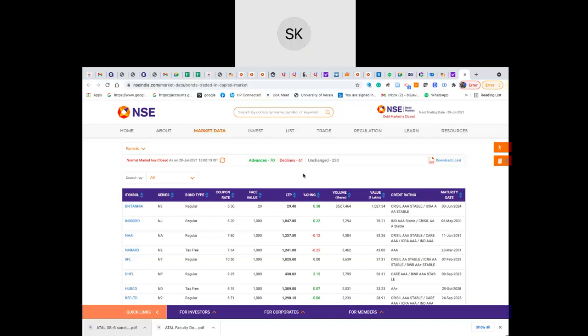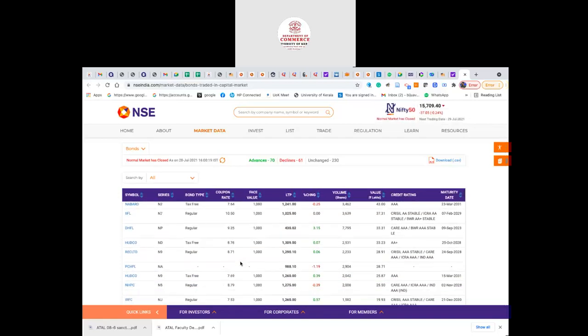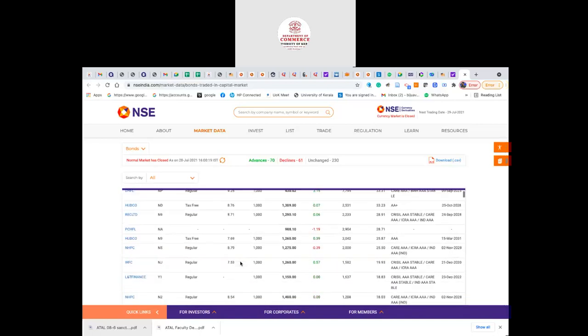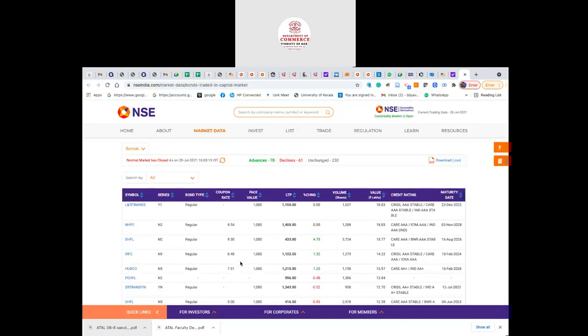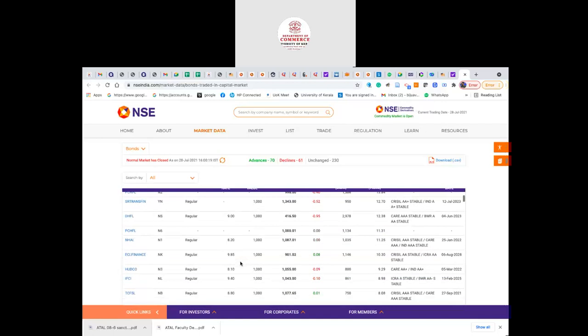Yes, sir. Okay. So this bond is very important, and the interest rate of some of the bonds is more than 10%. If you deposit a fixed deposit in a bank, you will get only 7% in return. Some of the bonds are offering 9%. It's more than a fixed deposit. You can find that.